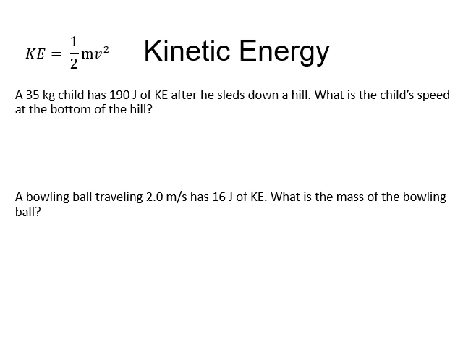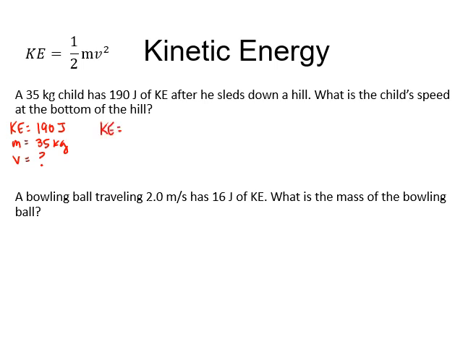Now let's keep moving with working more of these problems. So we have a 35 kilogram child, who has 190 joules of kinetic energy after he sleds down a hill. What is the child's speed at the bottom of the hill? So now we're calculating velocity here. If we line up all the information that we're given, we're trying to solve for velocity. We know the kinetic energy is 190 joules, and we know our child weighs 35 kilograms.